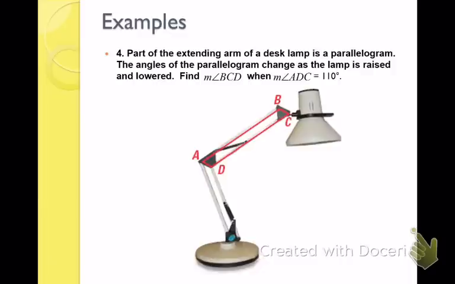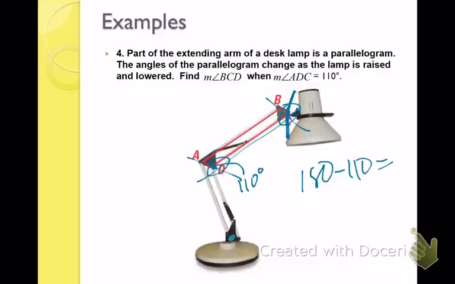So what is the measure of angle BCD, which is right here, if the measure of angle ADC is 110 degrees? Well, if you look, this angle and this angle are consecutive angles, right? Parallel lines, transversal, making a C, so they have to add to 180. So all you've got to do is subtract 110 from 180 and find out that that angle is 70 degrees. Okay? All right.